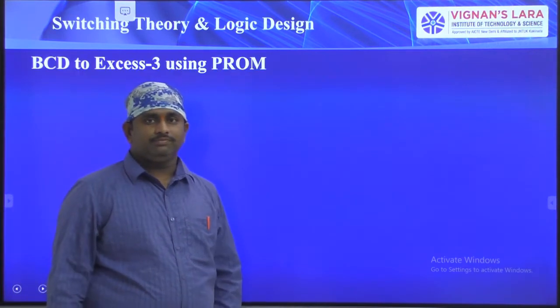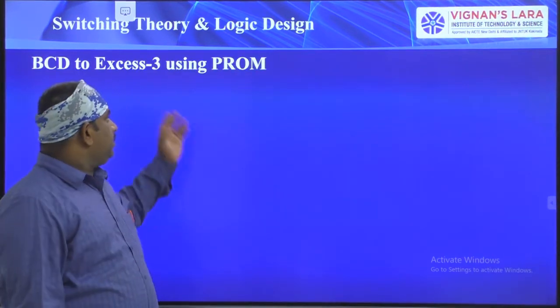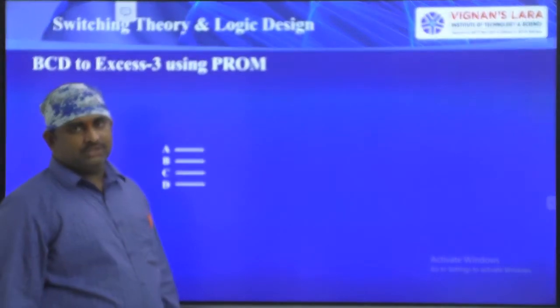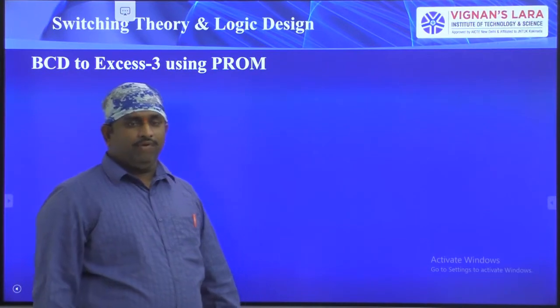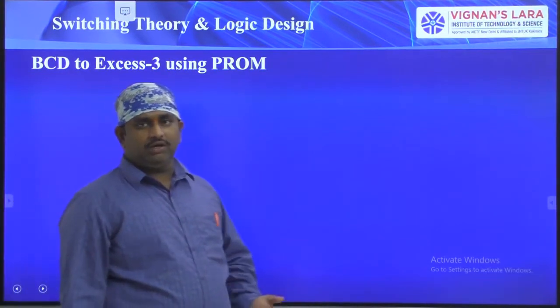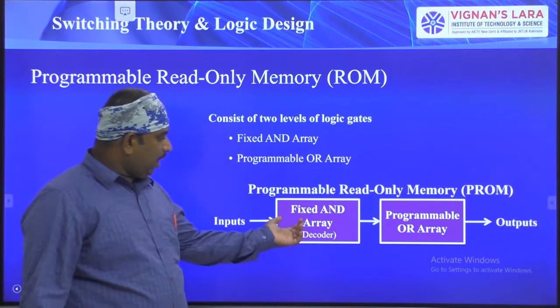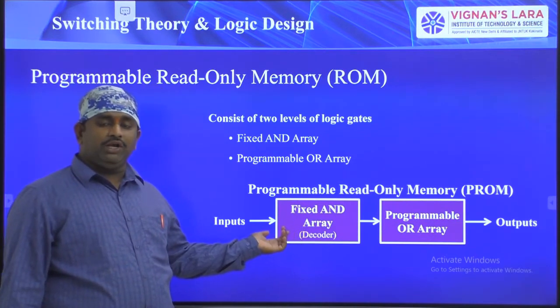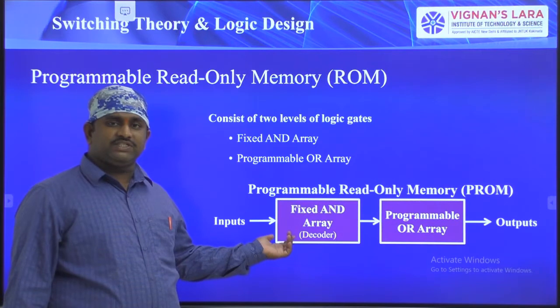Now, see here, the BCD to excess-3 using PROM. When you are implementing this function, you have AND gates, that is with the help of a decoder. The decoder has outputs of standard minterms.